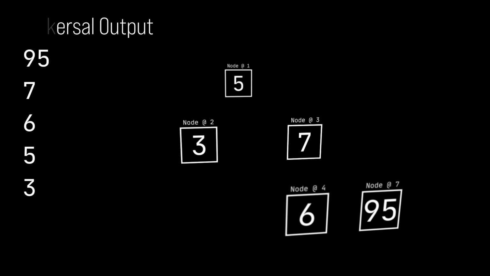So if we want smallest to largest, we just go all the way to the left to get the smallest, then center, then right, left, center, right, and we get the smallest to the largest. How do we search?